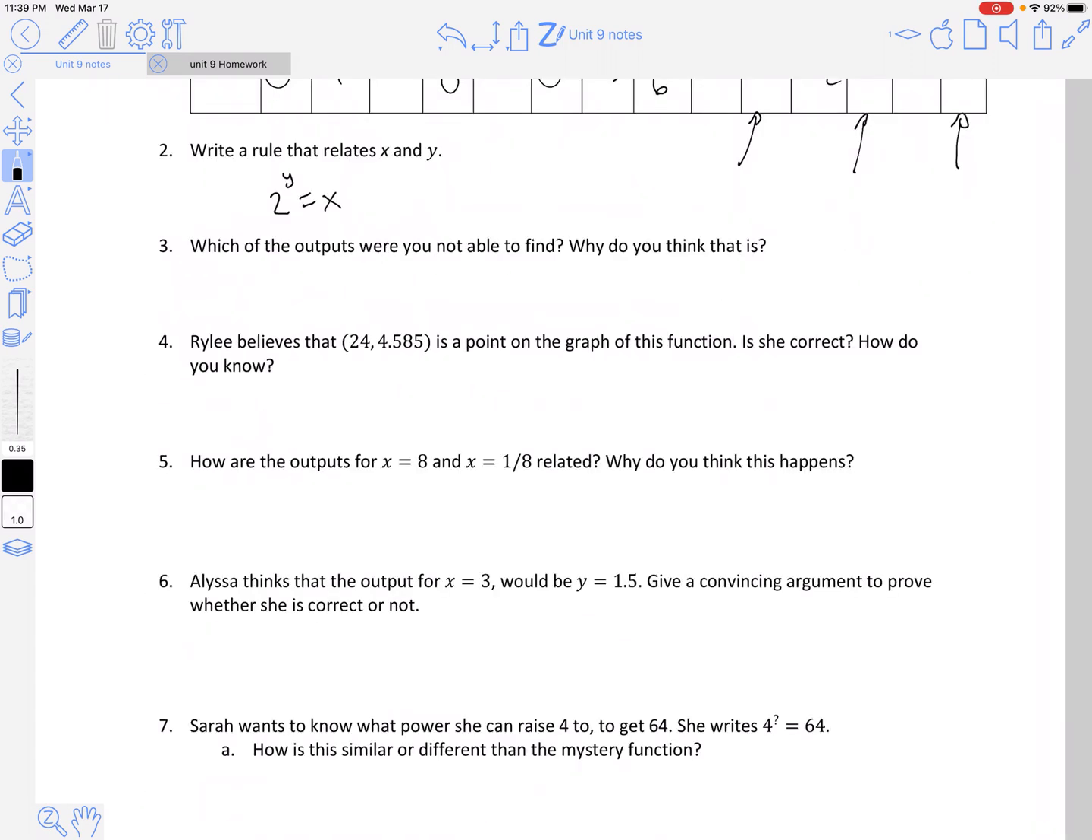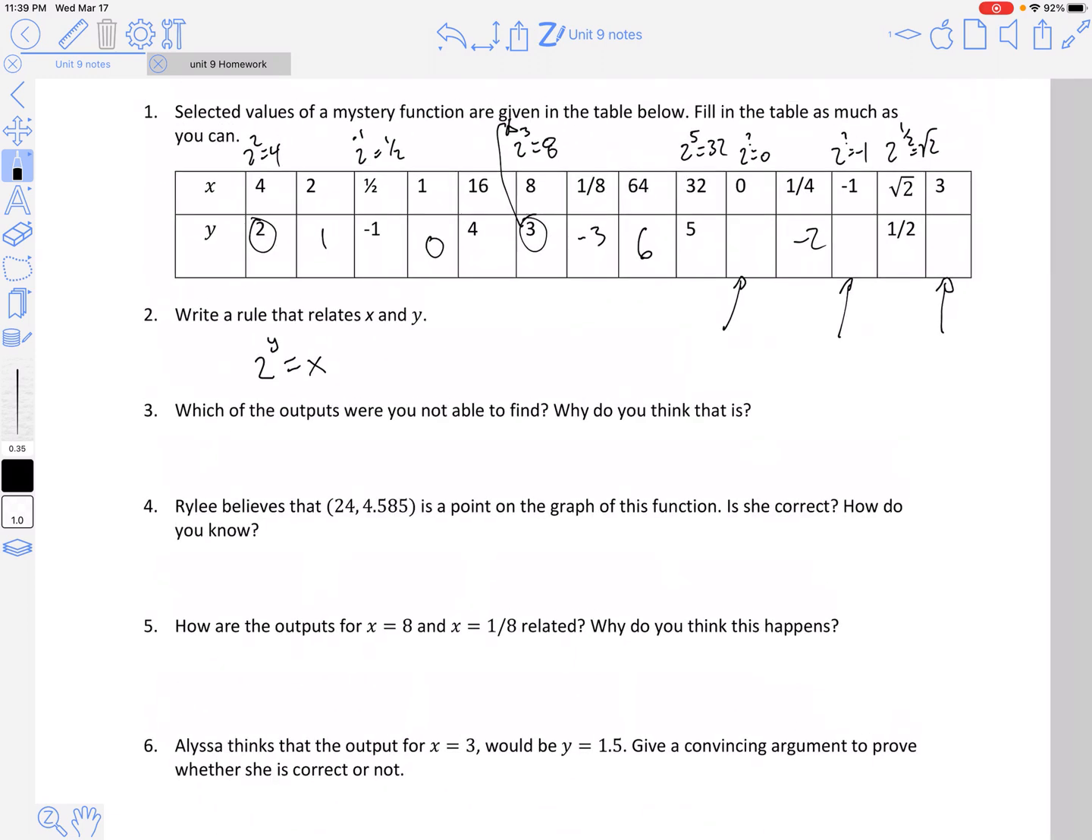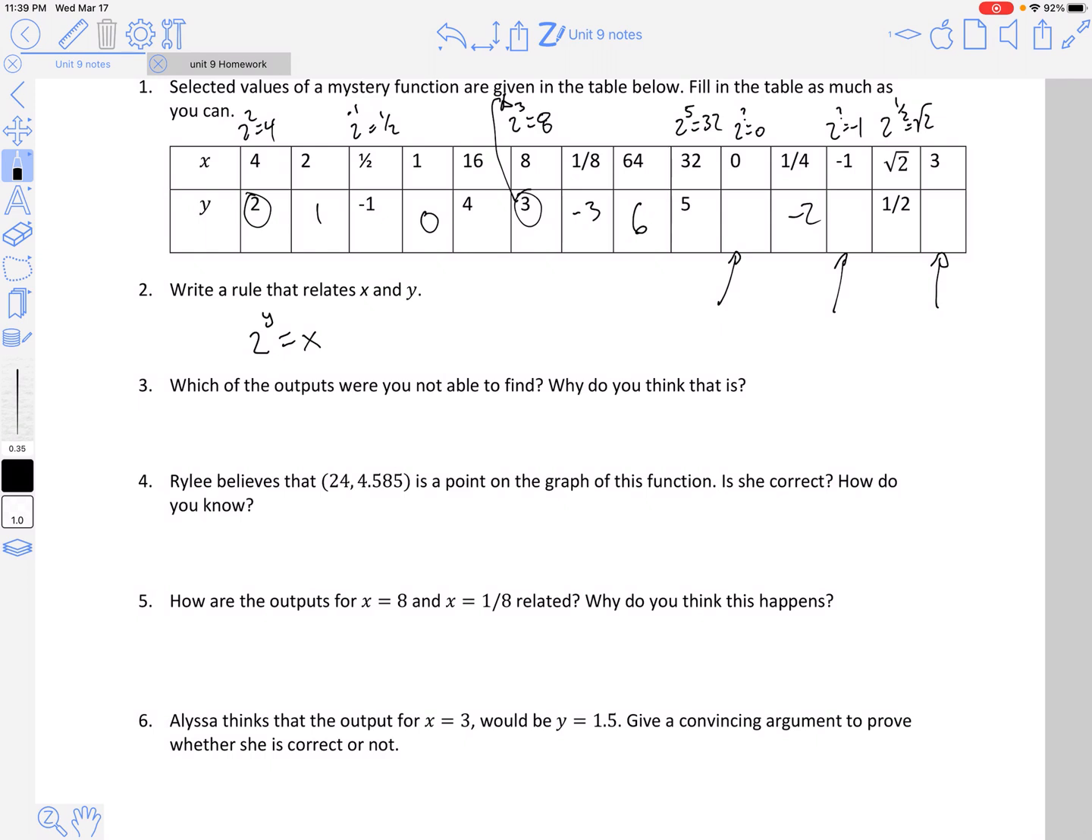All right, so which of the outputs were we not able to find? Well, so far 0, -1, and 3. Why do you think that is? Why did I not give them to you? Maybe you already have a number written down, maybe not, but what's holding us back on these? One thing though, 2 to any power will never be 0. 2 to any power will not be -1. These are both undefined errors. These are not possible. So there's nothing that will produce those.